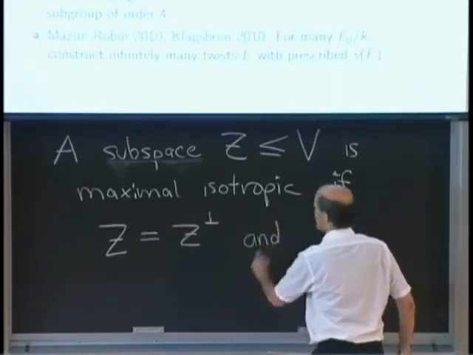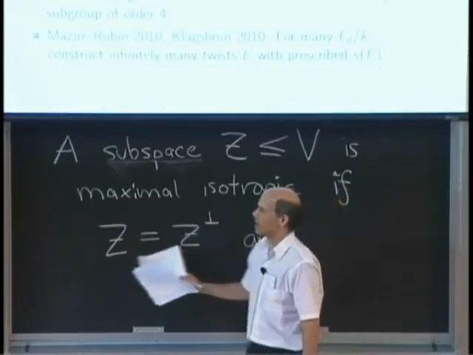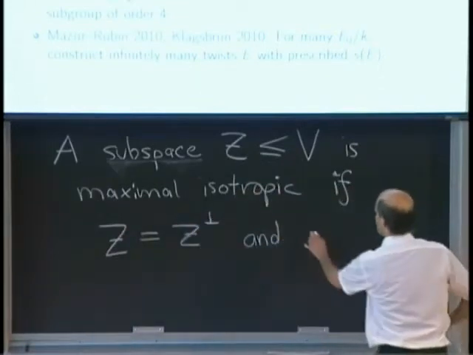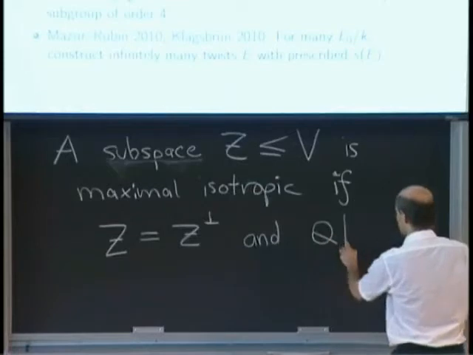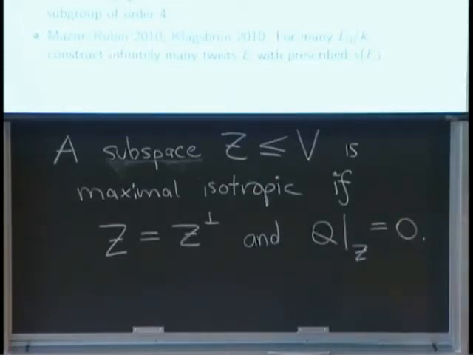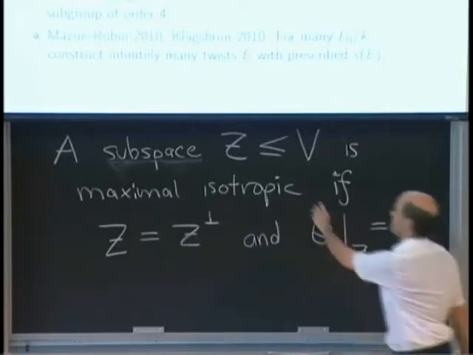So this is really just saying that it's isotropic as far as the symmetric bilinear form goes, but in characteristic 2, it's a little bit stronger if you also insist that the quadratic form restricts to 0. And so this will be the definition that I want.